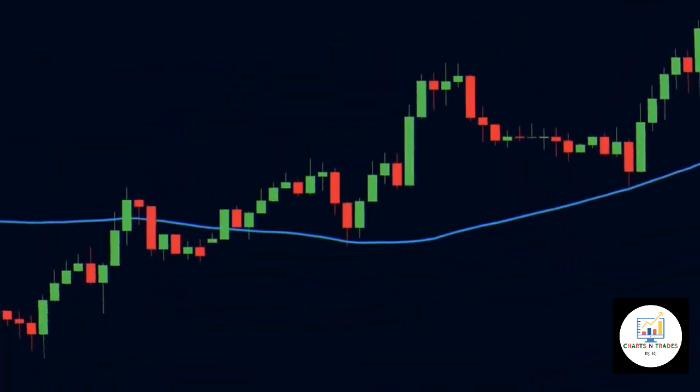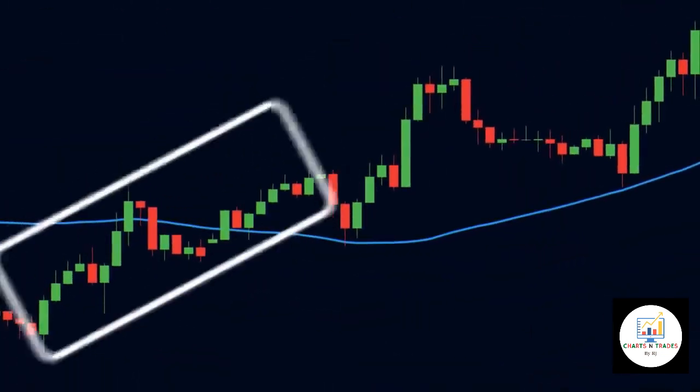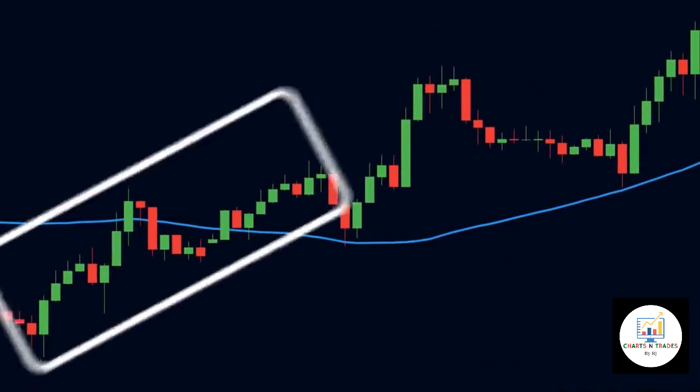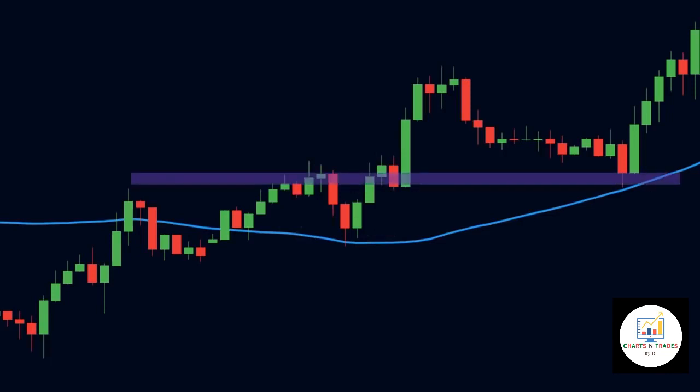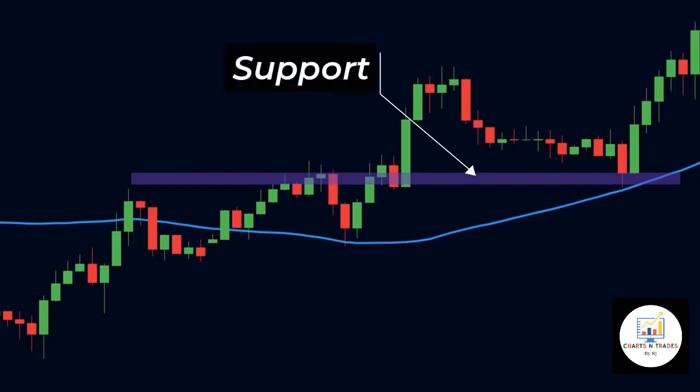For instance, look at this chart. Here, we see that the price made this up move. Then, it found resistance and made a pullback. So we marked this level as a level of resistance. Subsequently, it broke the resistance level and it made another up move. Now, the resistance has become a support.